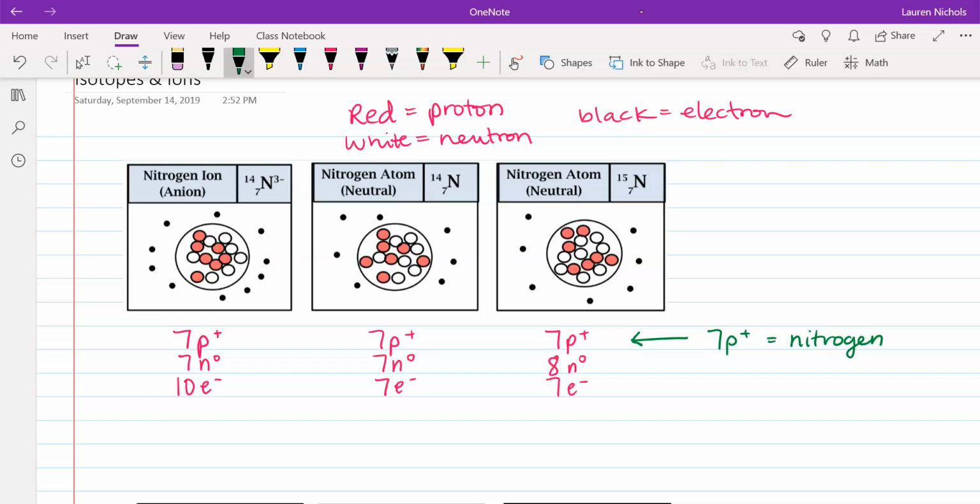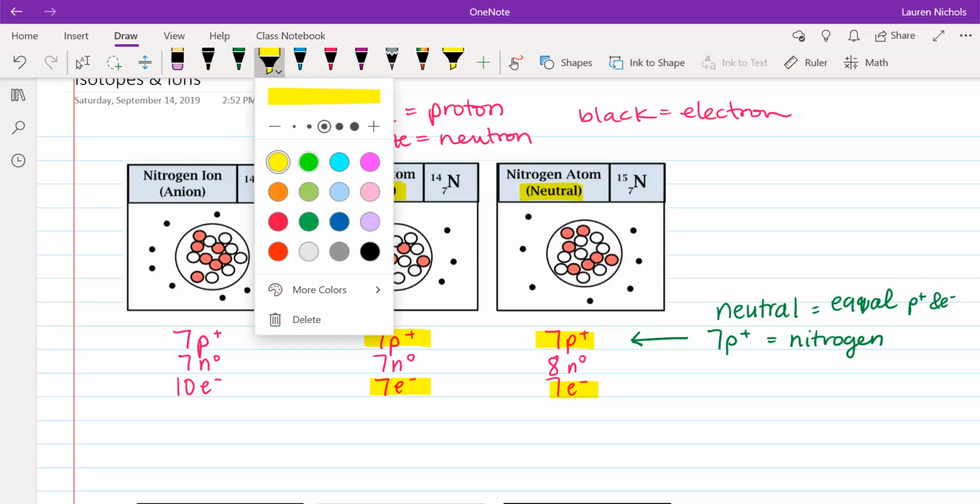Now, the next thing I want us to look at is how we see that the center and the right are neutral. The reason they're neutral is because they have 7 protons and 7 electrons. So neutral just means that you have equal protons and electrons.